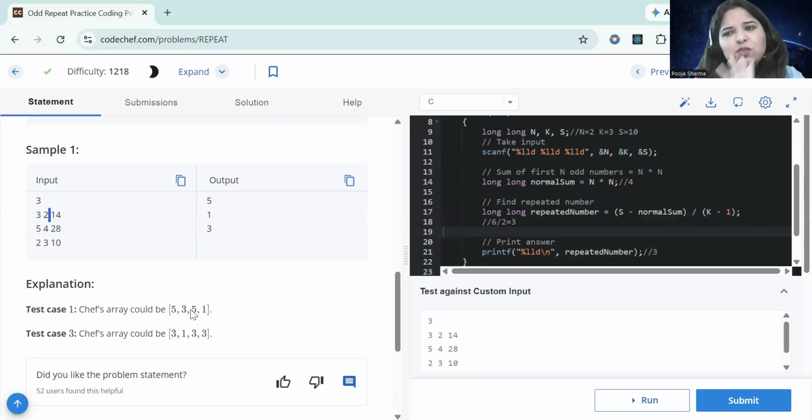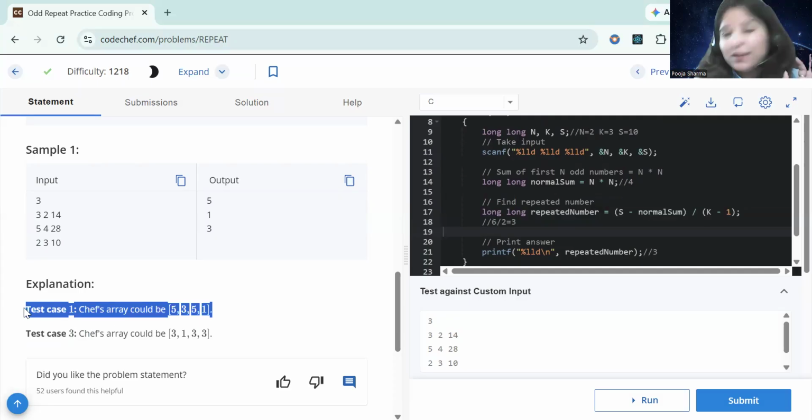Then 2. What is 2? There must be some element that is repeated twice. So what is K? K equals 2 means one element is repeated twice. So let's see. Yes, 5 is the element that is repeated twice. Now, let's see the sum of that number. 14. Is the sum of all this 14? 5 plus 1, 6. 6 plus 5, 11. Plus 3, 14. Yes. So in this case, it will perfectly match.